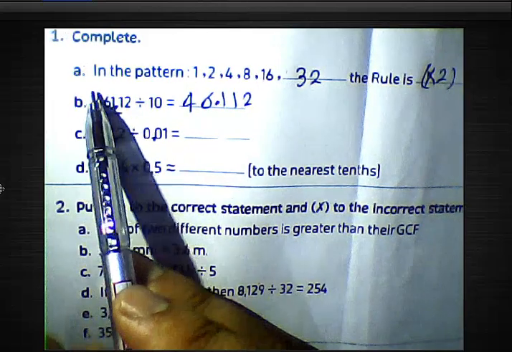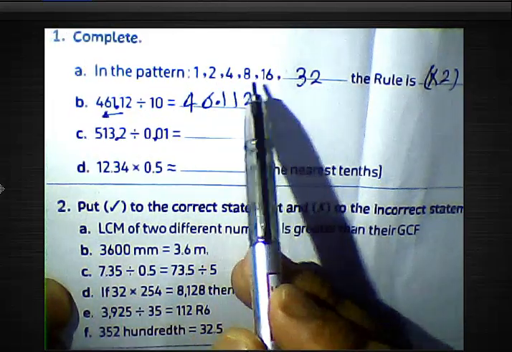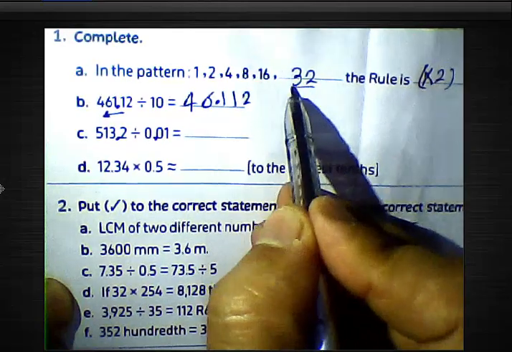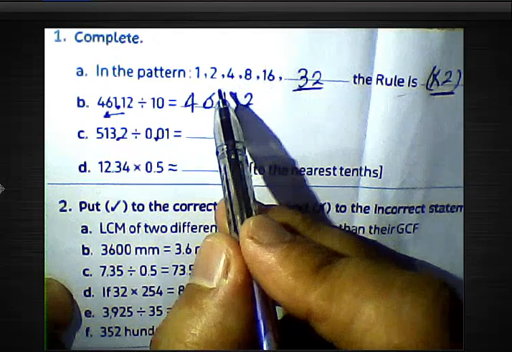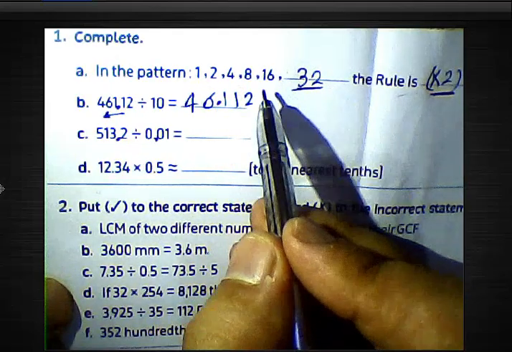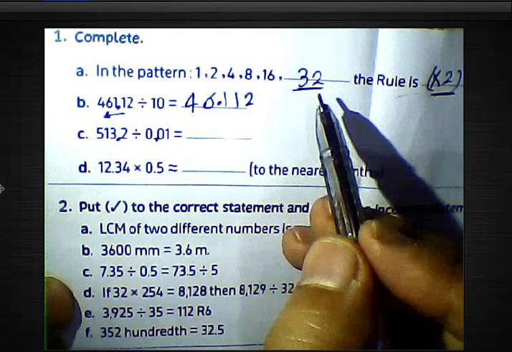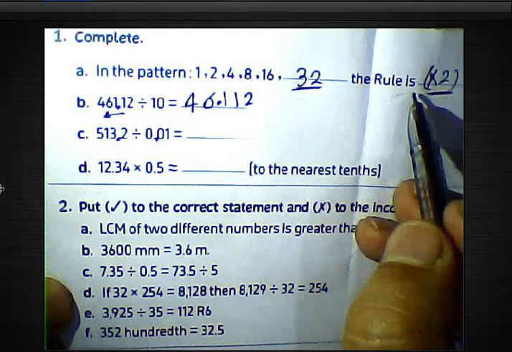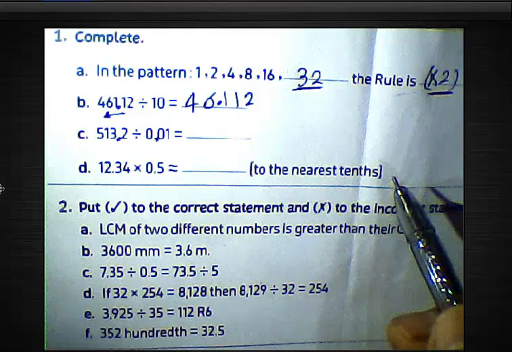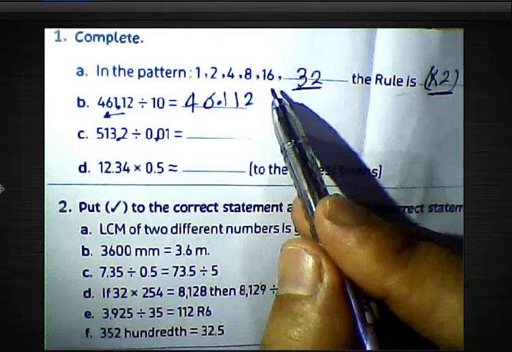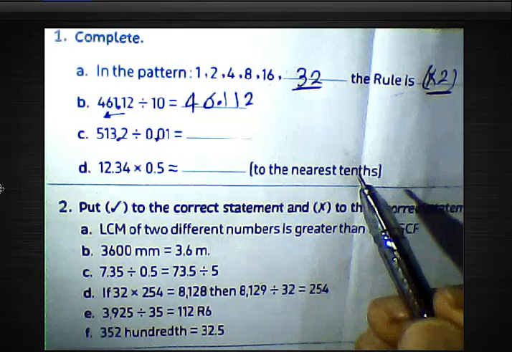Number one, complete. In the pattern 1, 2, 4, 8, 16 and space, the rule is... In this example, we can find the next number by multiplying by 2. 2 times 16 equals 32. Then the rule is multiply by 2. The next number equals the last number multiplied by 2.